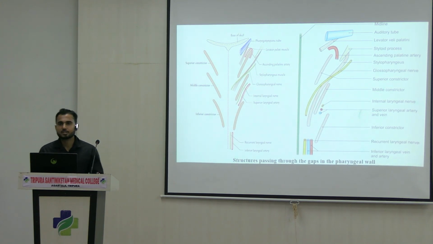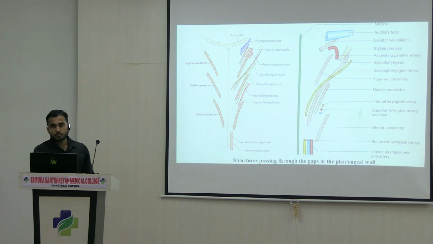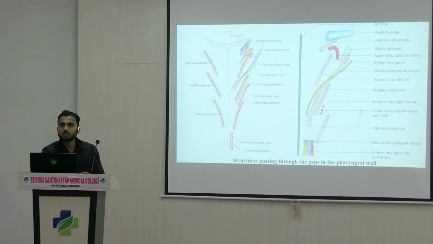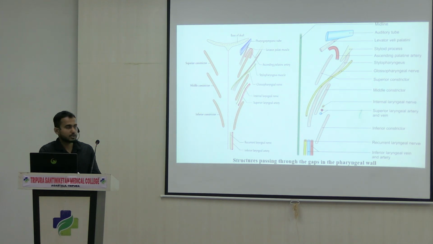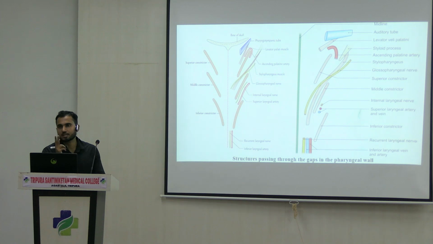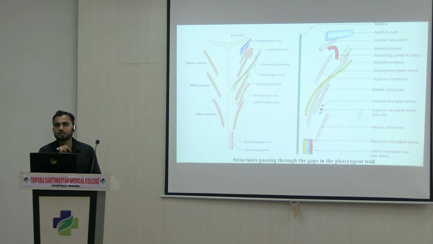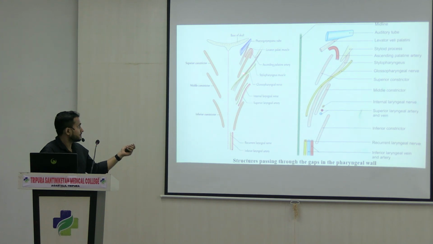Okay. So from the first gap, as you can see, auditory tube is passing, along with that levator veli palatini. Can anyone tell me where we have studied this levator veli palatini muscle? Yes, in soft palate. Okay. Next you can see ascending palatine artery. This is also passing through. Second gap, only two structures are passing. What are these two structures? Glossopharyngeal nerve and stylopharyngeus muscle.